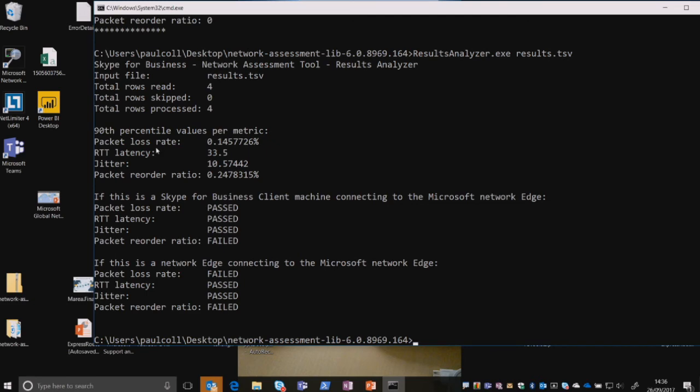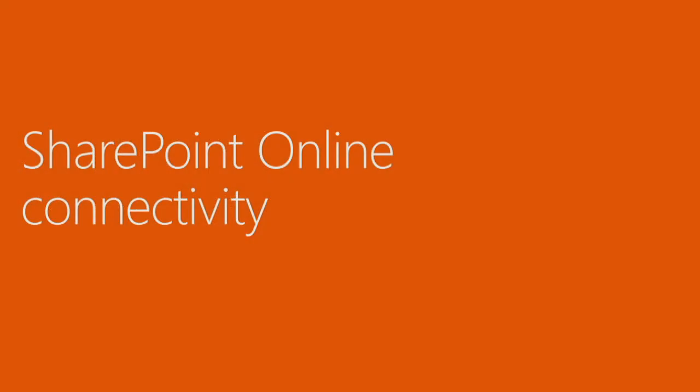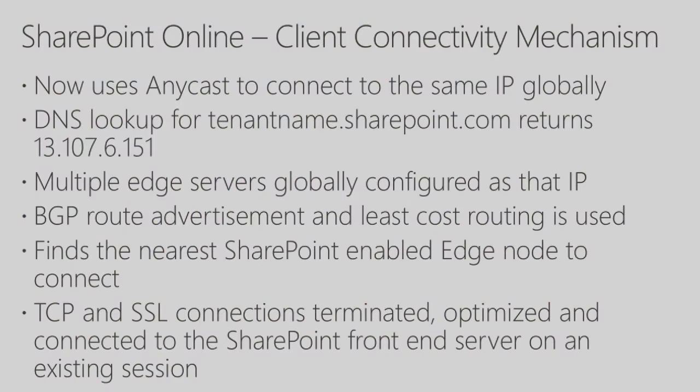Okay, so the last workload here we're going to talk about is SharePoint Online. And connectivity to SharePoint Online is pretty straightforward. SharePoint Online uses Anycast IP address technology as well, and they have a whole lot of front-end servers all around the world. So when you connect to tenantname.sharepoint.com, your DNS lookup is always going to return this one IP address, 13.107.6.151, wherever you are around the world.